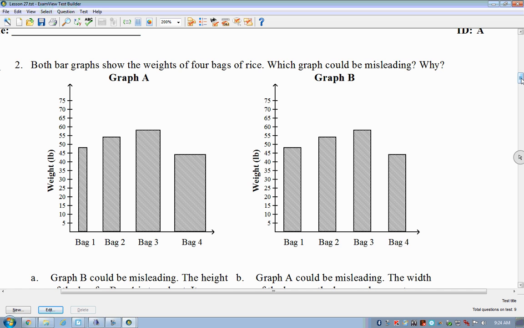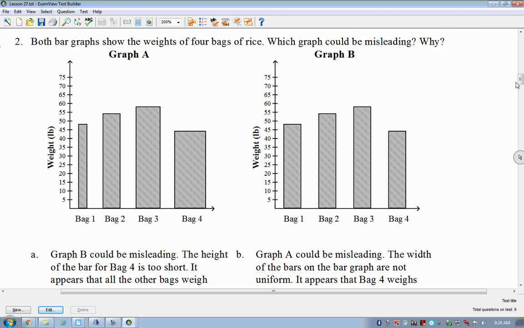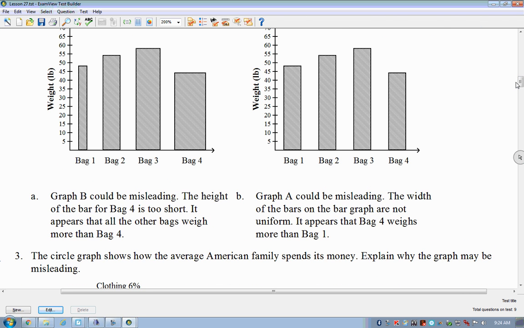Okay, so we think that graph A is misleading. Graph A could be misleading. The height of the bar for bag 4 is too short. It appears that all the other bags weigh more than bag 4, so that was B. But graph A could be misleading. The width of the bars of the bar graph are not uniform. It appears that bag 4 weighs more than bag 1, even though in reality it doesn't. Just because bag 1 is a skinnier bar doesn't mean that it weighs less. Okay?